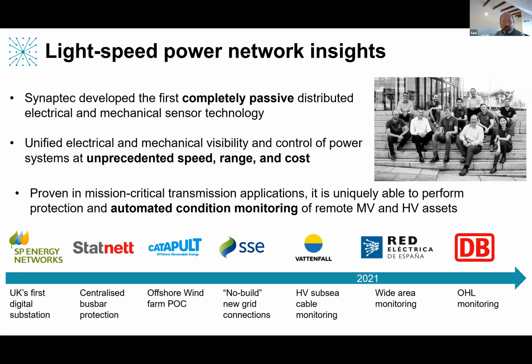It's designed, of course, for the mission critical roles of protection and control in transmission systems, but because it achieves those levels of accuracy and dependability, it just so happens that our technology is very good for the automation of condition monitoring of remote or very inaccessible assets that are out there on HV and MV power systems. So keep that in mind when we move to the next slides. But that's the very quick overview of our company.